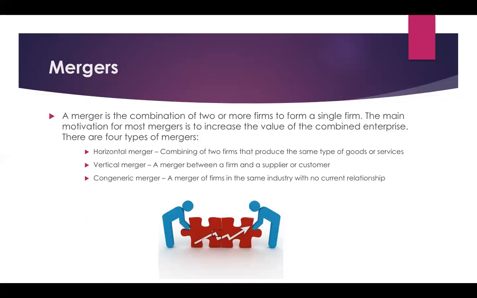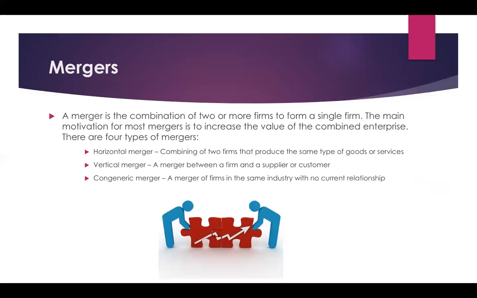Next, you have the congeneric merger. This is a merger between firms within the same industry that currently don't have a relationship with one another. A good example of this would be an airline. I'm sure you may have heard of Delta. I'm sure you've heard of JetBlue. Both of these companies have their own travel agencies that operate under them.